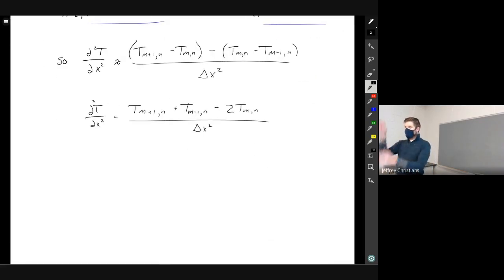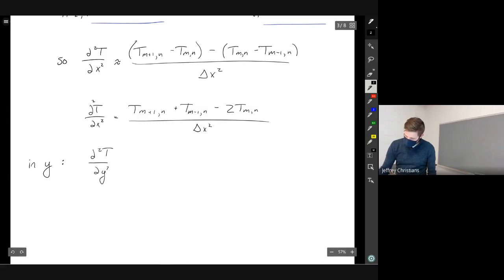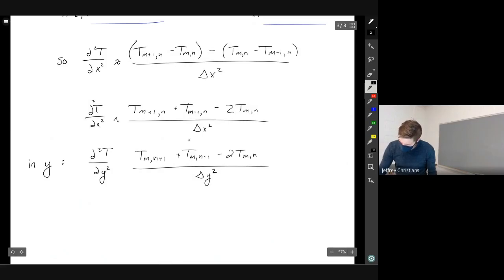Okay, we could do the same thing in the y direction. In y, we would get d squared T dy squared, approximately equal to T(m, n+1) plus T(m, n-1) minus 2T(m, n) all over delta y squared. I should be getting lazy.